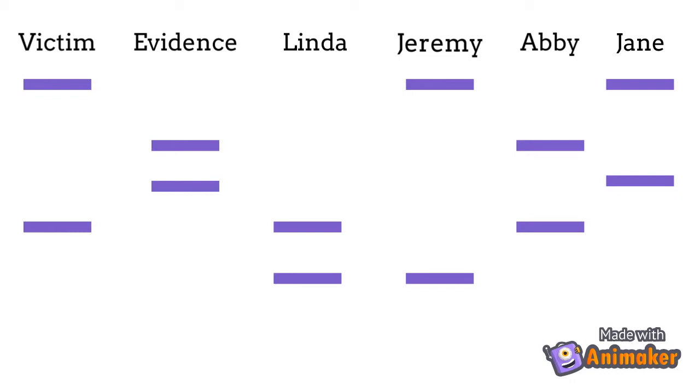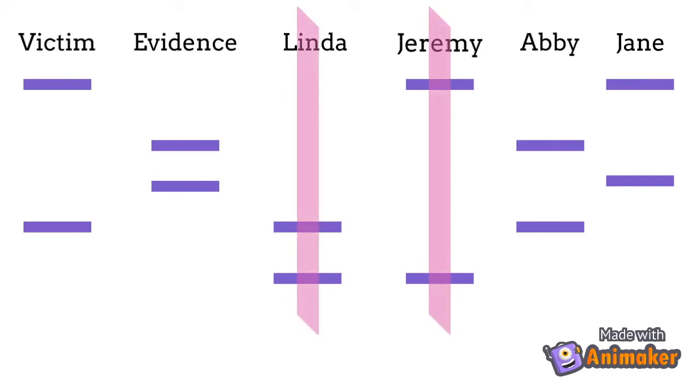Now, looking at the evidence, we know that the suspect who is guilty will have at least one identical allele at both loci. Based on this knowledge, we can see that neither Linda nor Jeremy have an allele that matches the evidence. Therefore, they are both innocent. However, Abby and Jane each have one allele that is identical to the evidence.